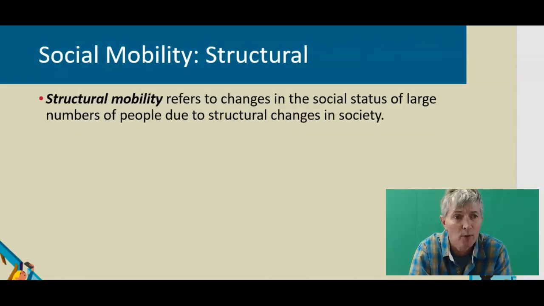We also have structural mobility, which refers to changes in the social status of large numbers of people due to structural changes in society. This can happen during things like economic recessions or expansions of higher education. Women entering the workplace during World War II is a good example of structural change. And during periods of economic recession, we may see downward social mobility. So with the women in World War II, we were seeing some upward social mobility, and then economic recessions create downward social mobility.